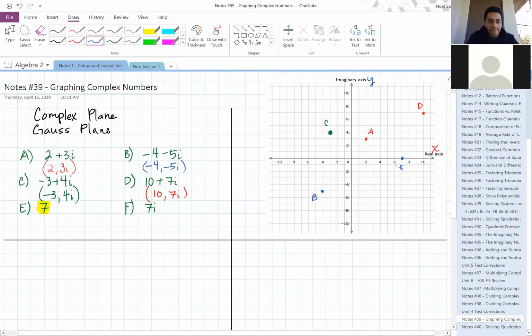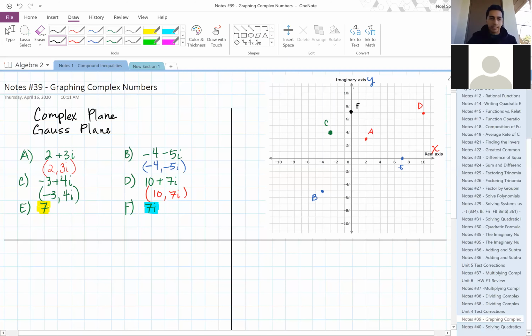Okay. And then the opposite is if you would have had only imaginary, right? What if it's only imaginary? Well, then you're not going to travel anywhere on the real axis. You're not going to go left or right. You're just going to move vertically. So in this case, because it's a positive 7, you're going to move up to 7 and put a point there, and you can call that point F.